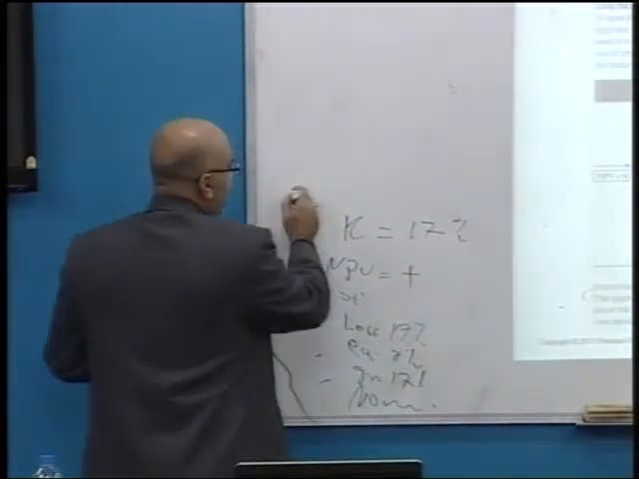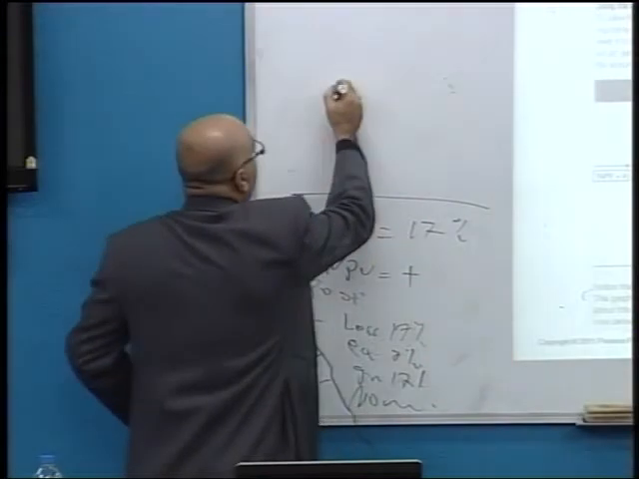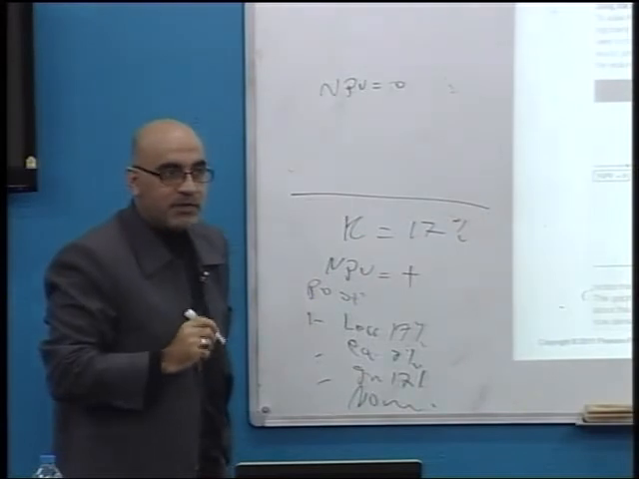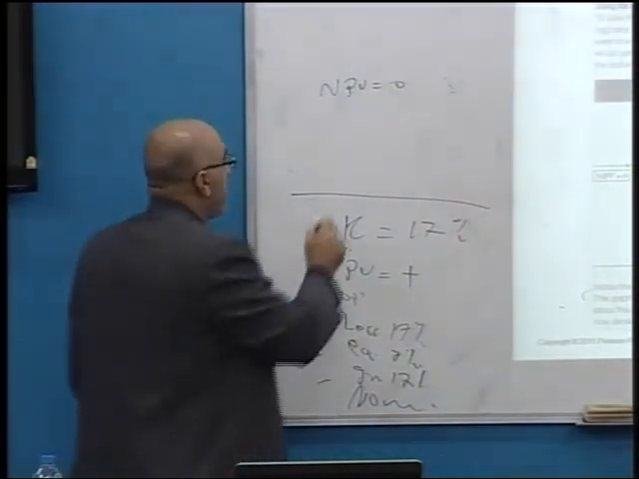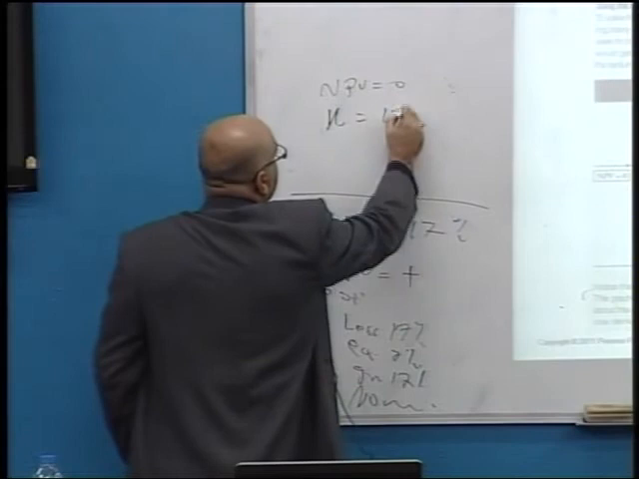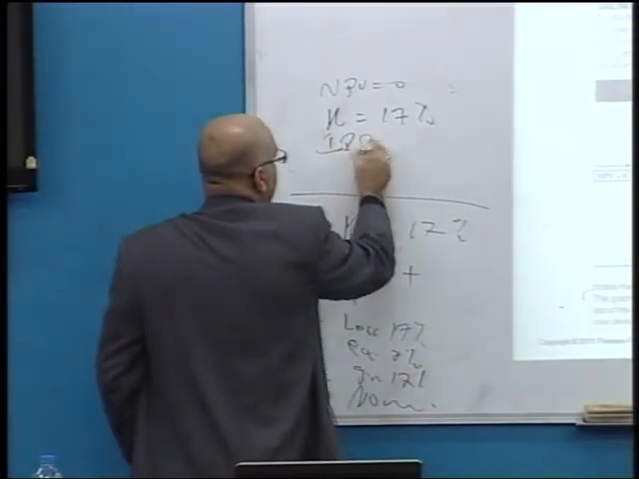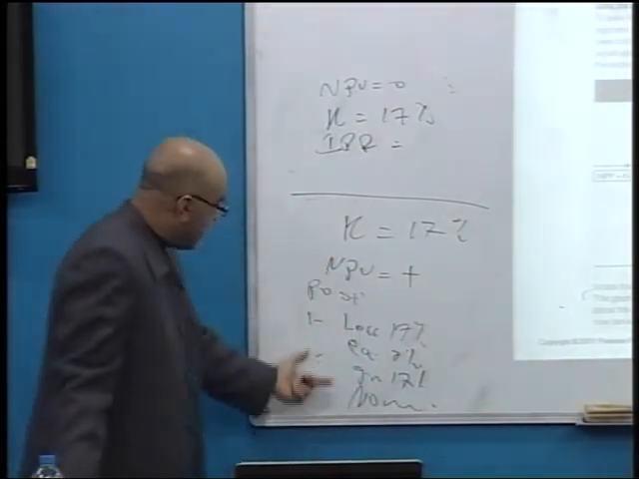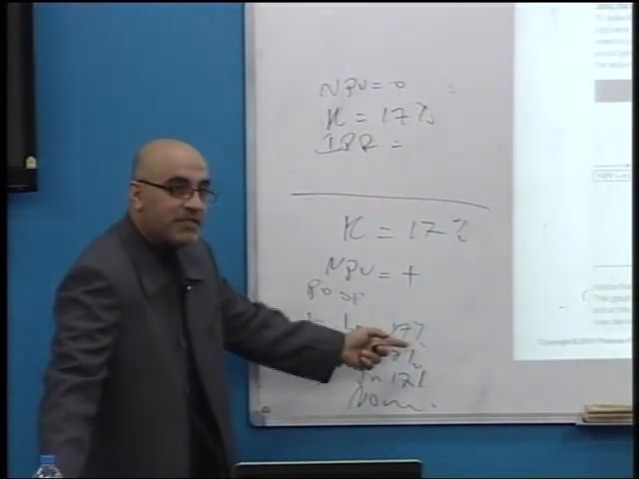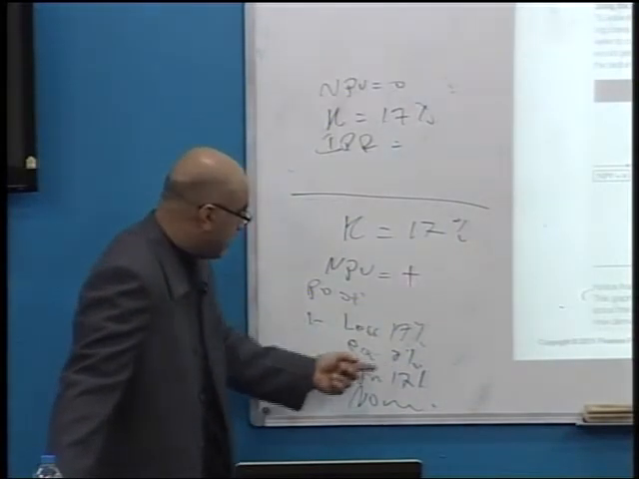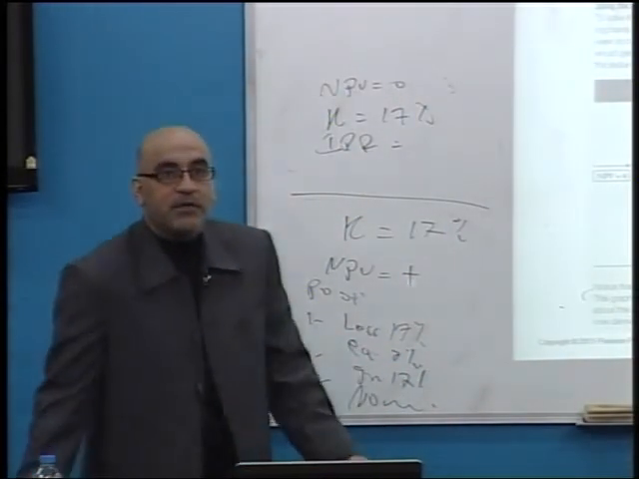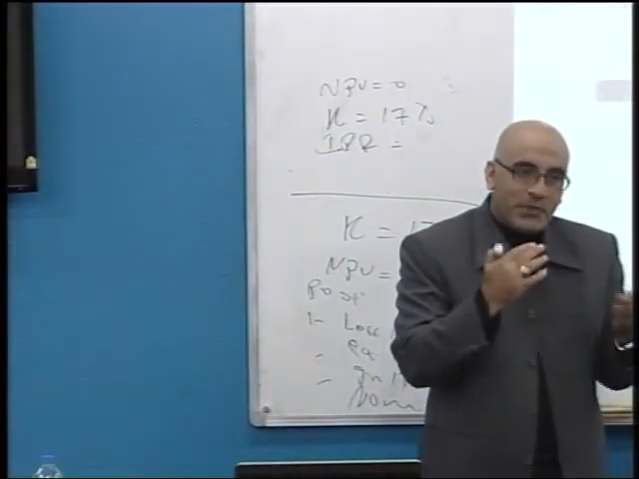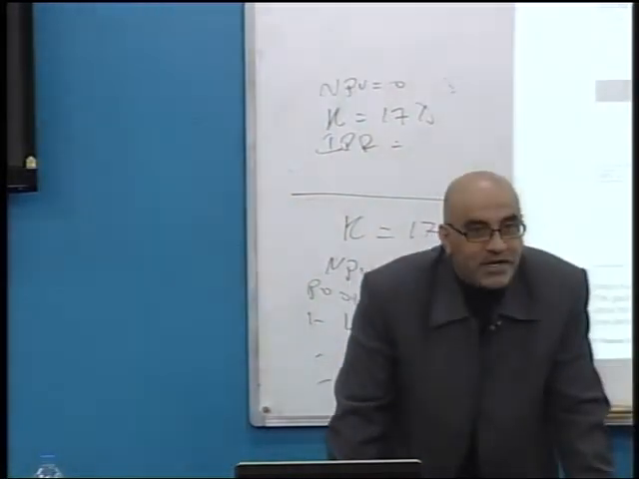Again, train yourself now. If the net present value is equal 0, and K is 17%, what is IRR? What is IRR then? You have less than 17%, or equal 17%? Equal, because if you apply 17%, net present value is equal 0, and this is the definition of the IRR.